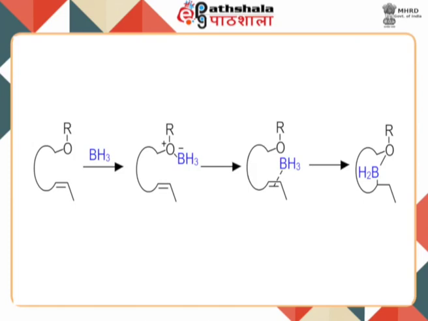Now, you can see here in this example, at one end there is an OR group and at the other end you have the alkene double bond. When this is reacted with BH3, first of all the BH3 forms the oxygen-boron complex at the OR end, and then from this it is ultimately transferred or tethered to the alkene, and finally it rearranges itself to have the BH2 and H.